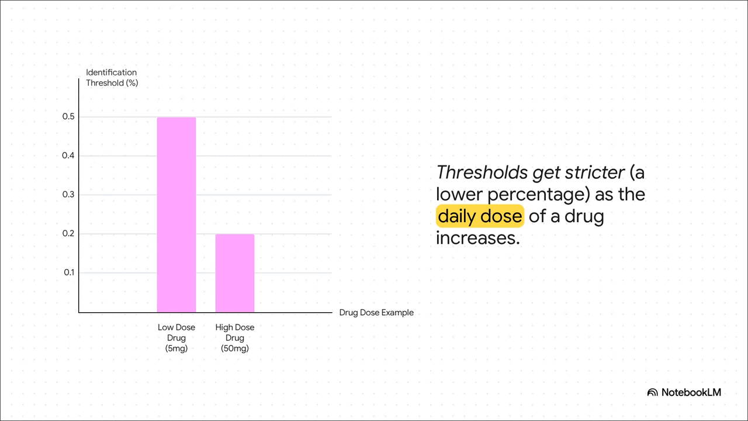They actually get stricter as the daily dose of the medicine gets higher. Why? Well, because a small percentage of a really large dose can still be a pretty significant amount of an impurity. So you can see here, the allowed percentage for an impurity is way lower for the high-dose drug than it is for the low-dose one.